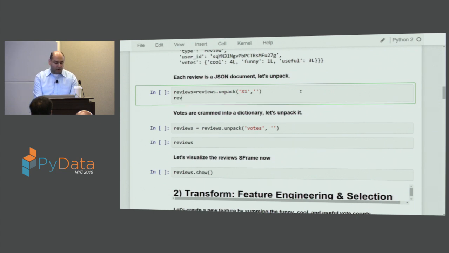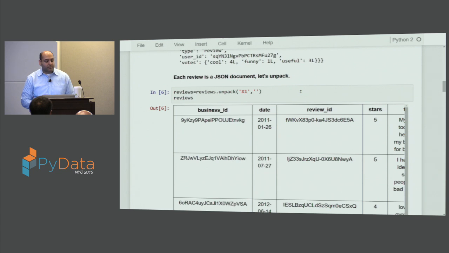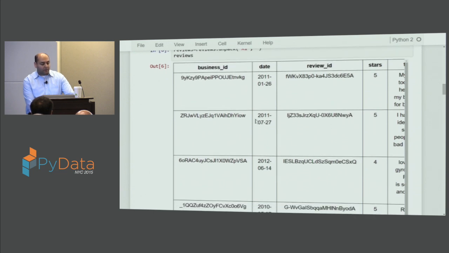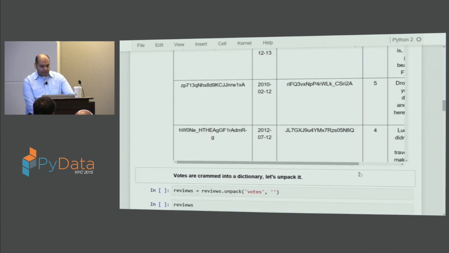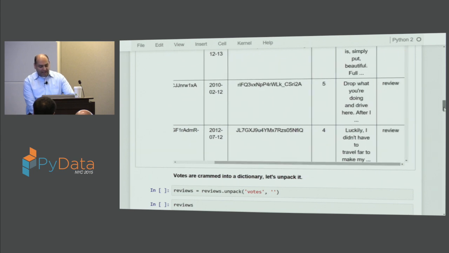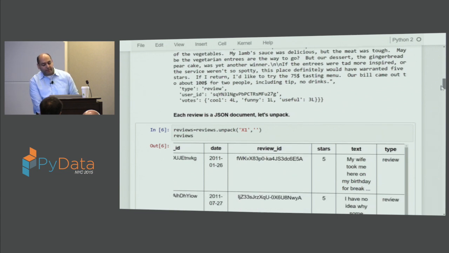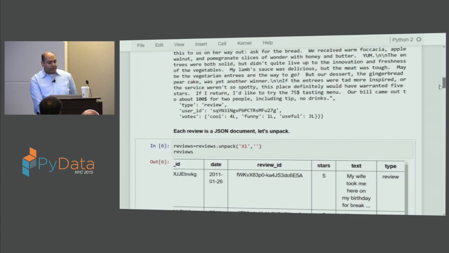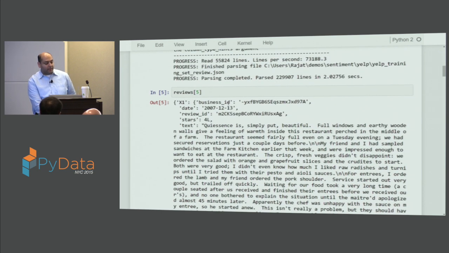So let me show you what this looks like now. It's a little hard to read, but you can see that we've unpacked. So now business ID, date, review ID, stars, text, type, and there's a few more columns actually. But you see this is exactly what we had before. Business ID, date, review ID, but these were nested JSON inside the outer JSON document. So we've just peeled back or exploded that outer layer JSON. So now we have these columns, and we're halfway there.